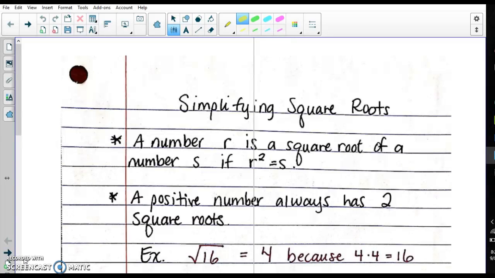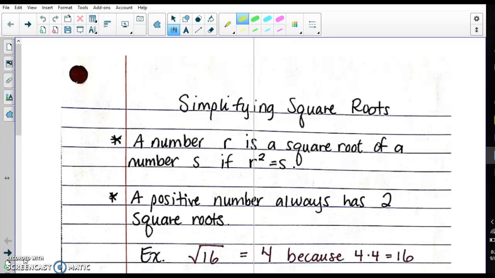Before you get started, you need to make sure that you have a few sheets of paper and a pencil so that you can copy the notes down as I go through the video. All right, so I'm going to go ahead and get started. This video is on simplifying square roots.